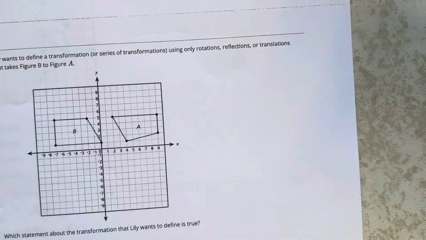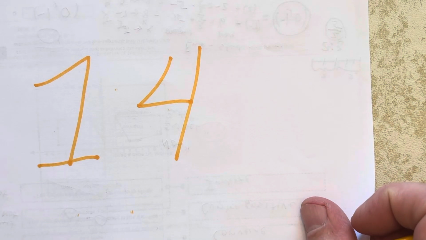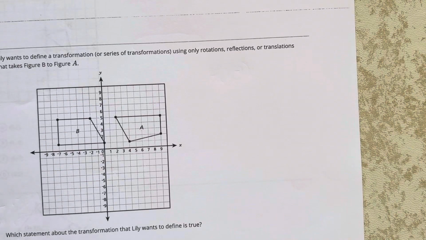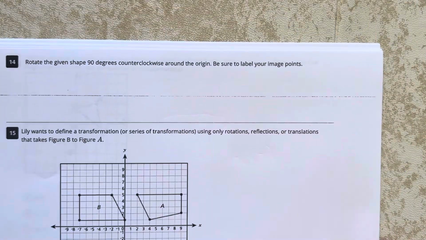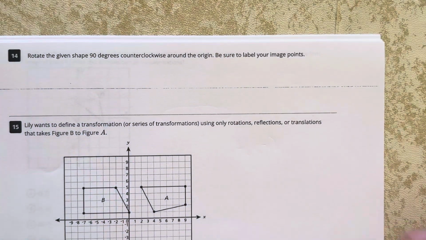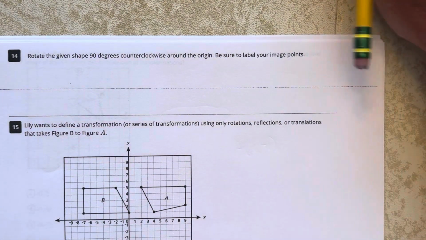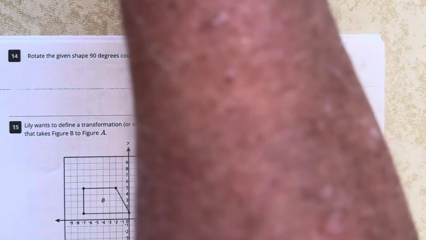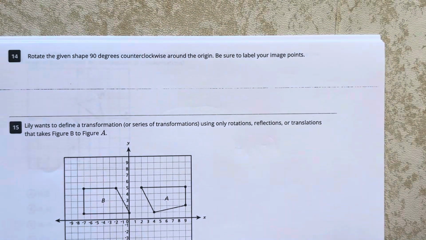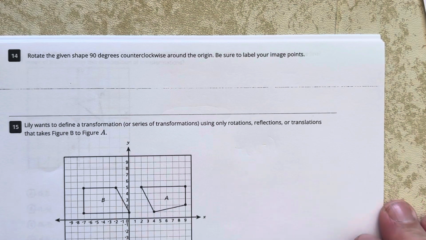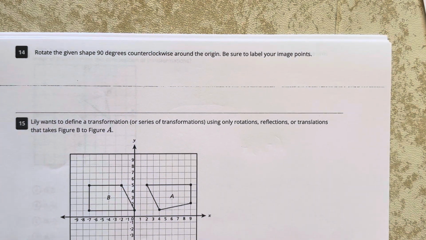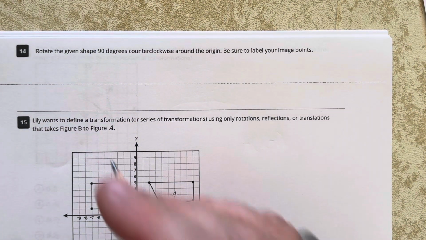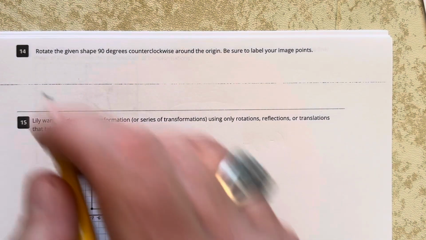Okay? Next question. Question number 14. So for question number 14, right up here it says, rotate the given shape 90 degrees counterclockwise around the origin. Now, the shape is not on the picture right here, okay? But I am going to give you the rule for 90 degrees counterclockwise, and then I'm going to write down the coordinates that were on the actual picture of the shape, okay? So we're rotating the given shape 90 degrees counterclockwise.